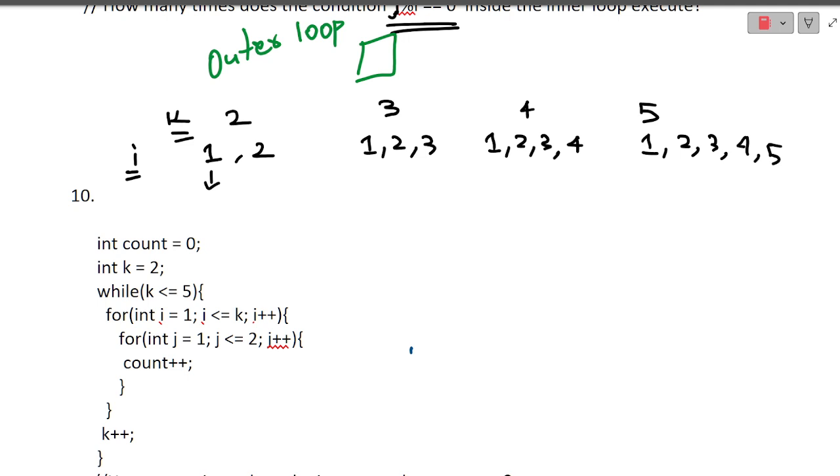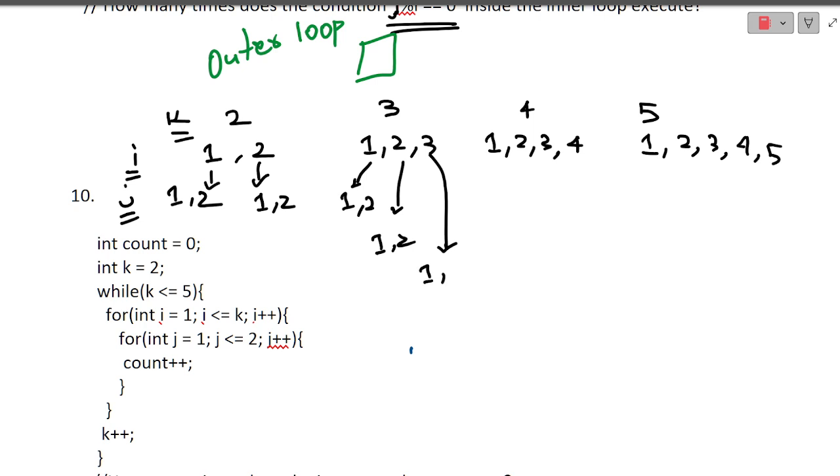For my J loop, I is the outer loop. Now let me see. If my I loop works once, as I can see, my innermost loop is not depending on any of the loops. It will start from 1 and reach till 2. So if my I loop works once, then my J loop will be 1, 2. Again this will be 1, 2. When I is 3, again my J loop will work 2 times. Then again this will be 1, 2.